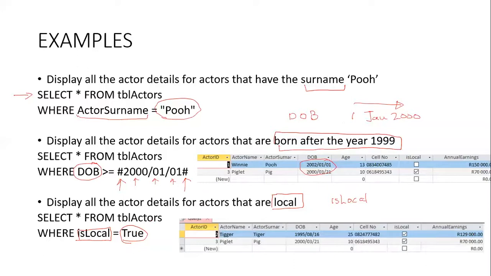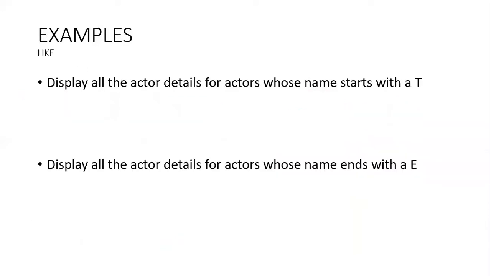In the next example, display all the actor details for actors whose name starts with the letter T. So the names start with the letter T. So immediately you should realize this is not an exact value. This is a pattern that we are looking for. It starts with the letter T, and any other character can follow. So you expect the like operator to come in.